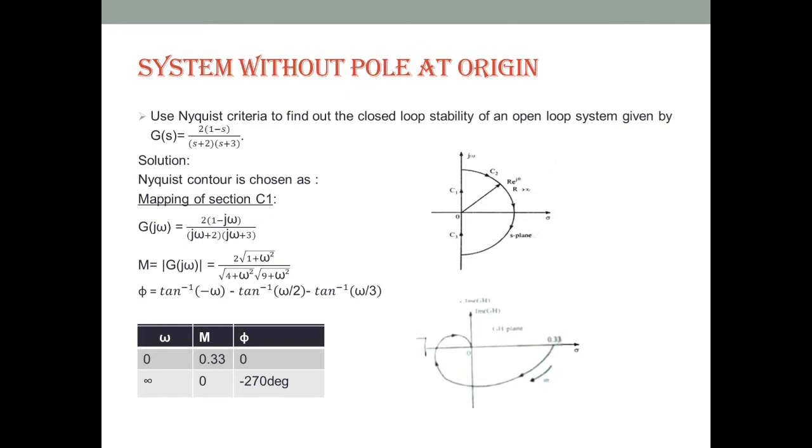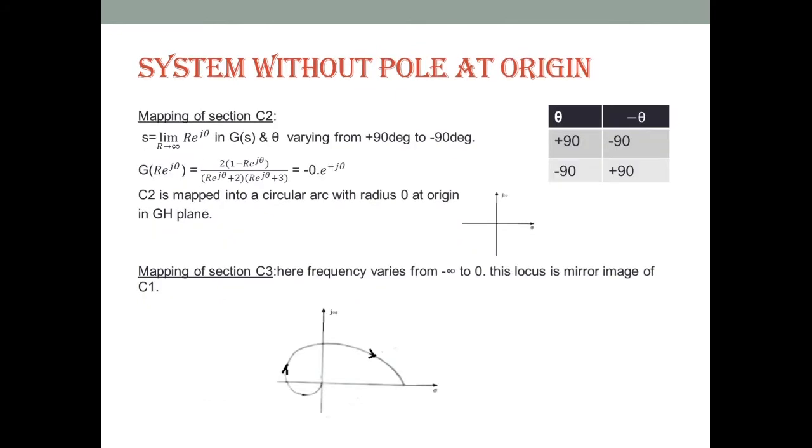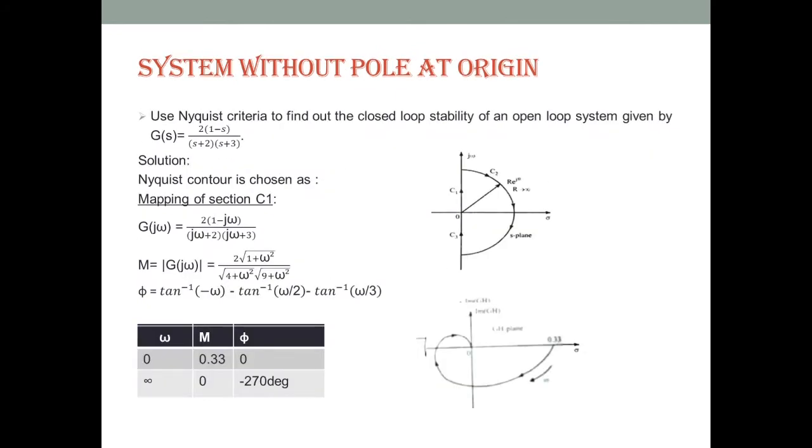And for the next section is C2 section. If we take the C2 section, it is actually a semicircular arc with infinite radius, and here theta is varying from this line where the angle is 90 degrees to this angle, which is minus 90 degrees. So theta is varying from plus 90 to minus 90.